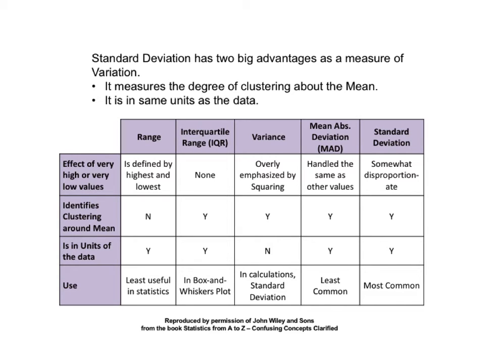It is described in detail in the article in the book and in the video, variation, variability, dispersion, spread. As shown in the first row of the table, the effect of very high or very low values, outliers for example, is overly emphasized by the squaring in the variance, but that effect is mitigated in the standard deviation, which is the square root of the variance.